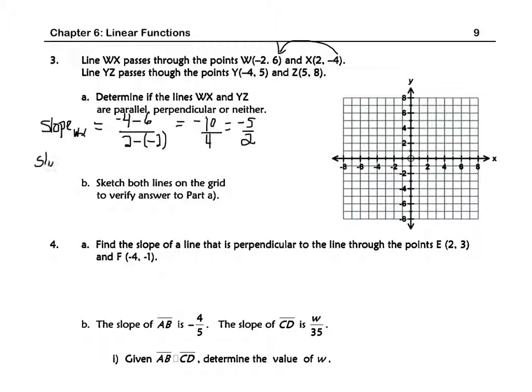And the slope of the other line, slope of YZ, would equal 8 take away 5, which would be the difference in the y coordinates, over 5 take away a -4, and that's going to give you 3 over 9, which is going to give you 1/3. So based on that, we would say that the lines are neither parallel nor perpendicular, because the slopes aren't the same and they're not opposite reciprocals of each other. So, neither.